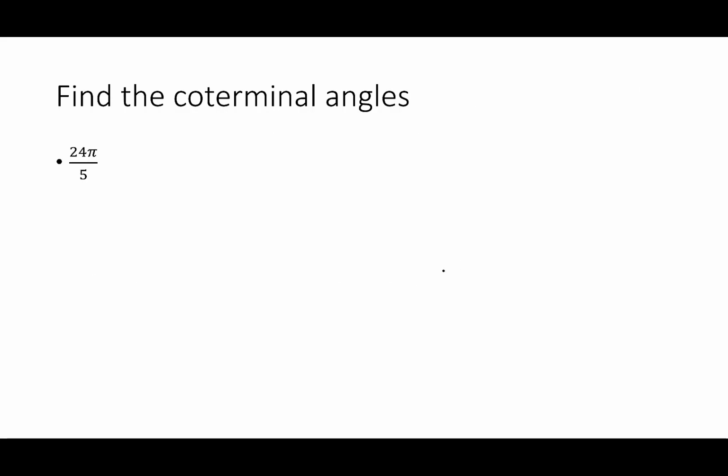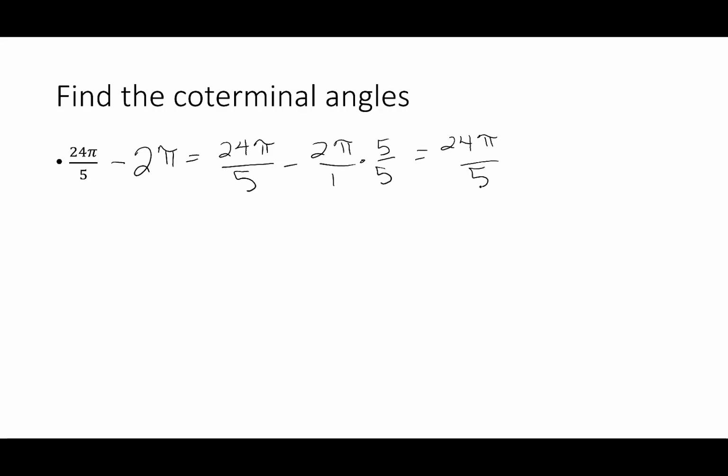The last one says 24 pi over 5. I want to find a coterminal angle that's greater than or equal to 0 and less than or equal to 2 pi. We'll begin by subtracting 2 pi. I'll do this the long way. Let's get a common denominator. Our common denominator would be 5, so I'm going to multiply by 5 over 5. This says 24 pi over 5 minus 10 pi over 5. 24 minus 10 gives me 14 pi over 5.